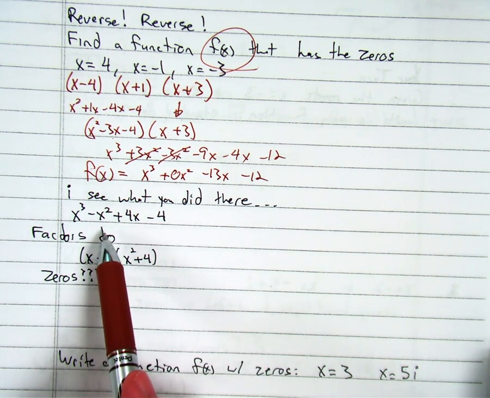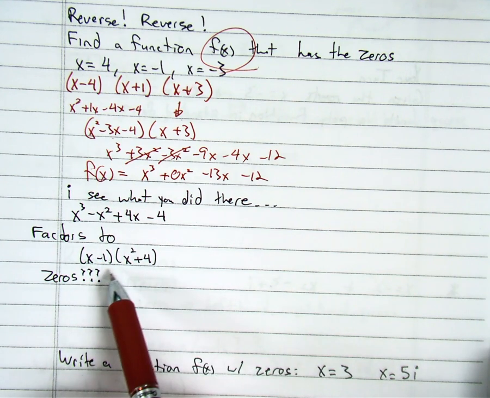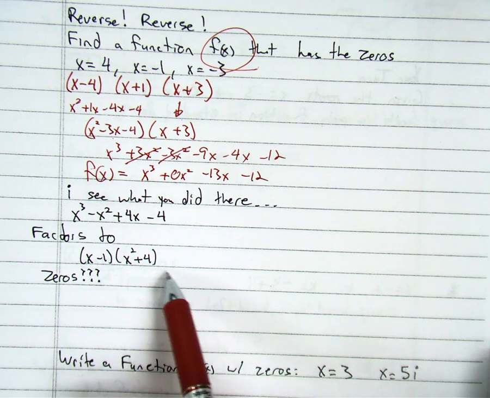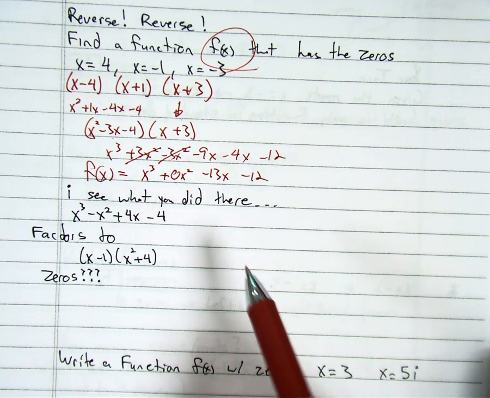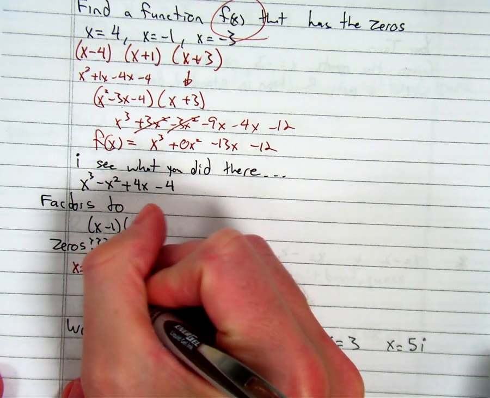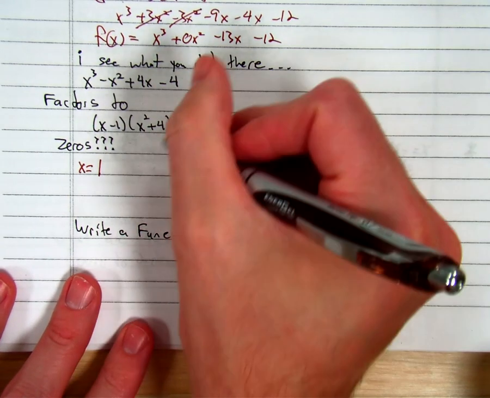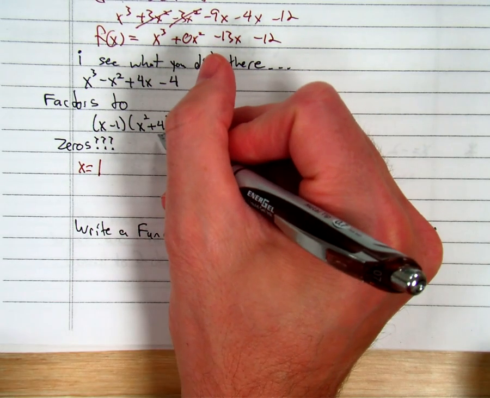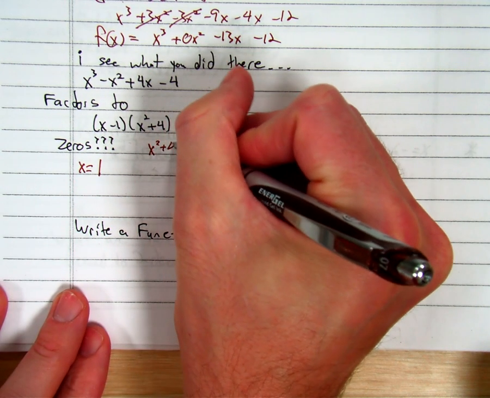X to the third minus x squared plus 4x minus 4 factors to x minus 1 and x squared plus 4. What are the zeros? Well, x minus 1 would have a 0 of positive 1. X squared plus 4, not a difference of squares, it's a sum of squares, and we don't have a trick for that. So we set this equal to 0.